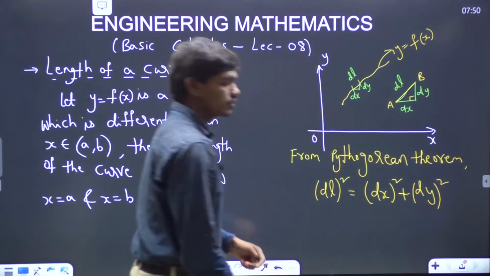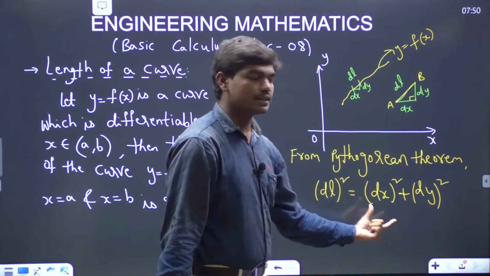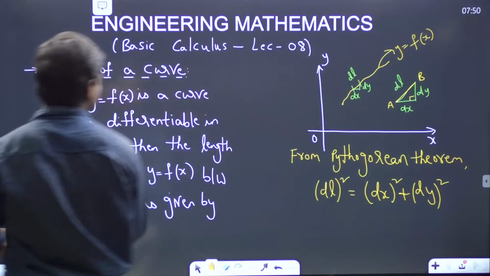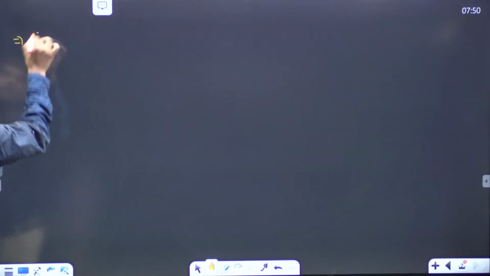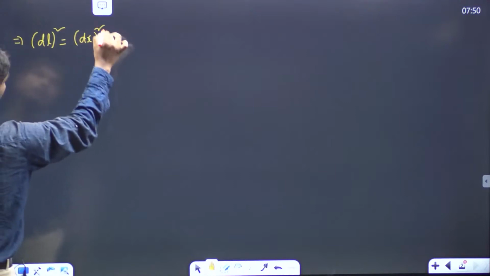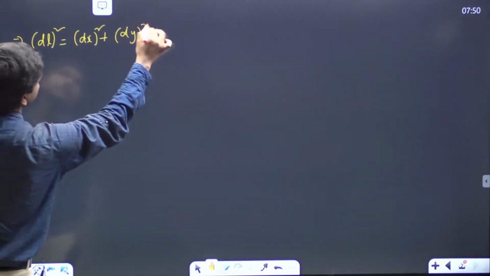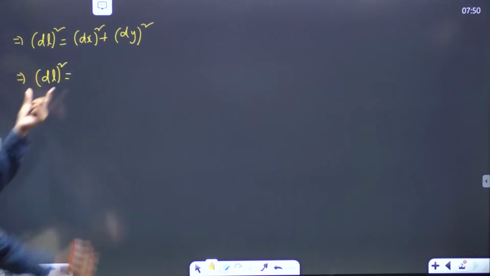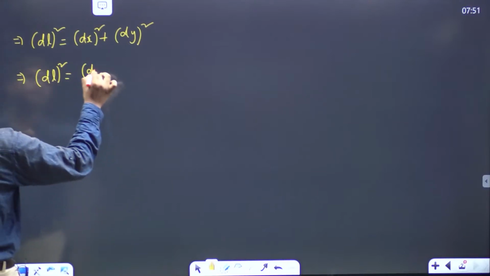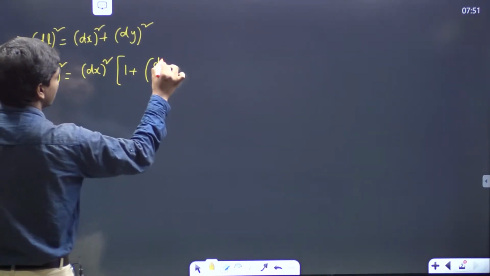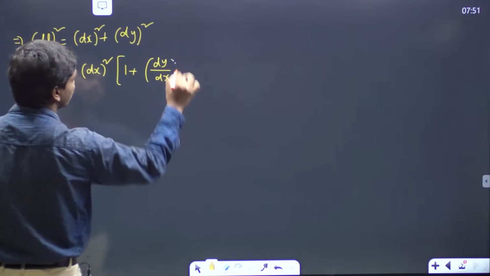Is it the case? So from this triangle we can write this expression. With this expression I'm continuing in the next slide. Please see here. This implies dl whole square is equal to dx whole square plus dy whole square, which implies dl whole square is equal to, if I take dx square common, dx whole square into 1 plus dy by dx whole square.